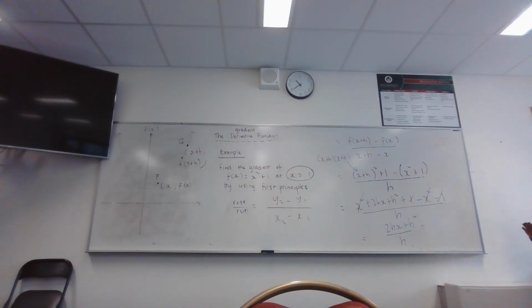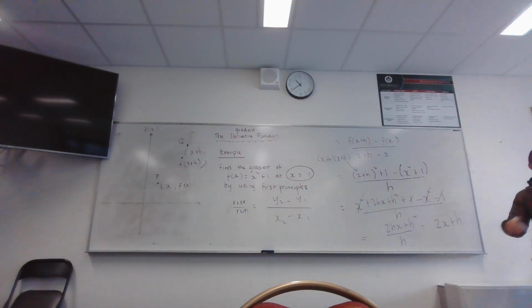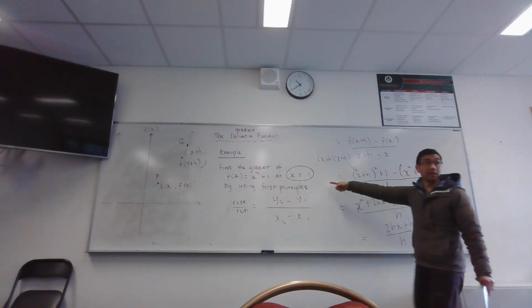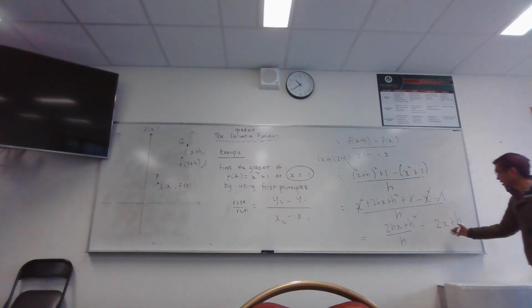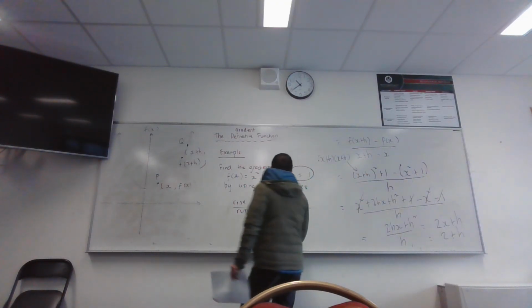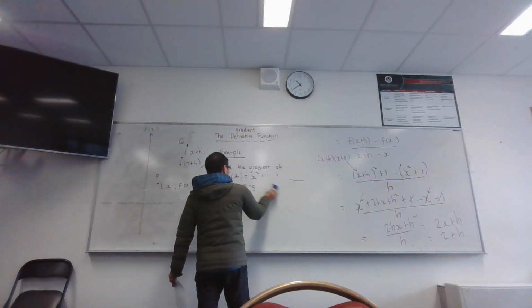Finally, what do I do with the h's? We get 2x plus h. In the last one, we subbed in x equals 1, and we're going to do it again here. If I substitute x equals 1, I get 2 plus h once again. I'm not saying the answer is going to be 2 plus h for every single one.